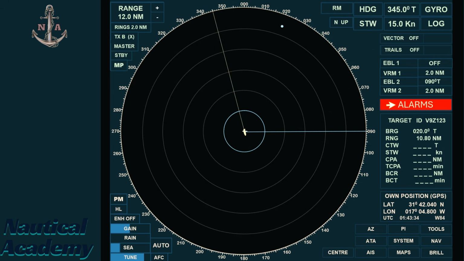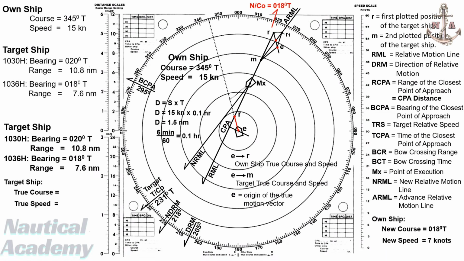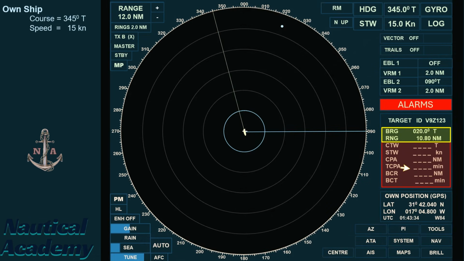Now assume that our ARPA is not functioning and we need to determine the target's information for collision avoidance. Since the radar still provides the target's bearing and range, we can obtain the required information through manual radar plotting. Let's use the electronic bearing line, or EBL, and the variable range marker, or VRM, to determine the target's bearing and range. Bring the EBL to the observed target, then note the bearing.